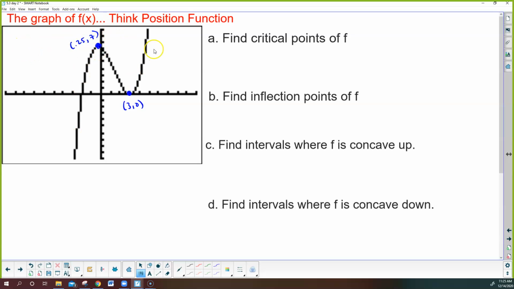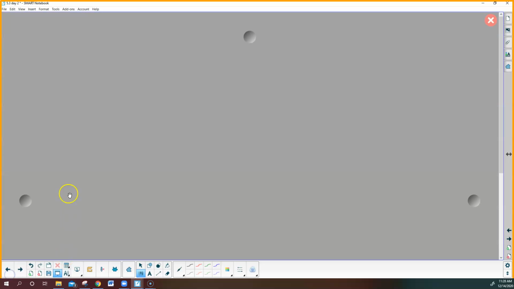But this is the function of f of x. So it's your original function. You can think of it kind of like your position function, right? That tells you the distance traveled. So my goal is to analyze this graph and figure out where are the critical points, inflection points, concave up and concave down. We basically just did this on the last slide. So I'm going to pause for a moment, and I want you to answer A, B, C, and D based off of the original.